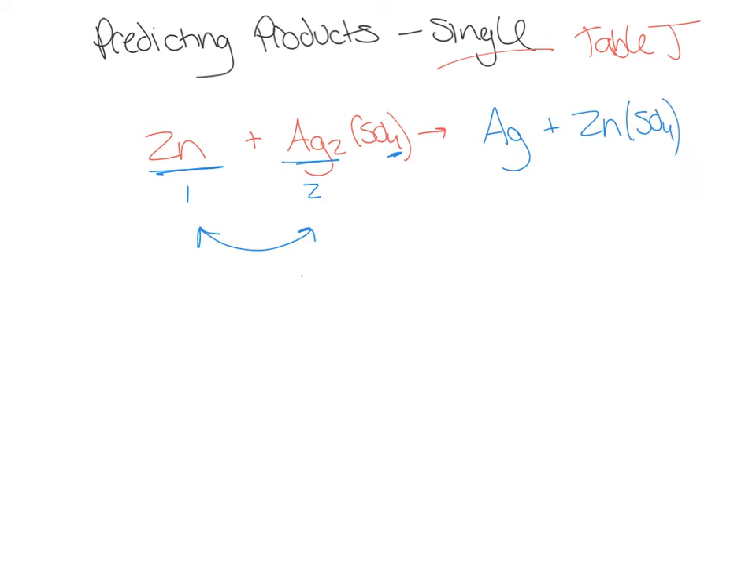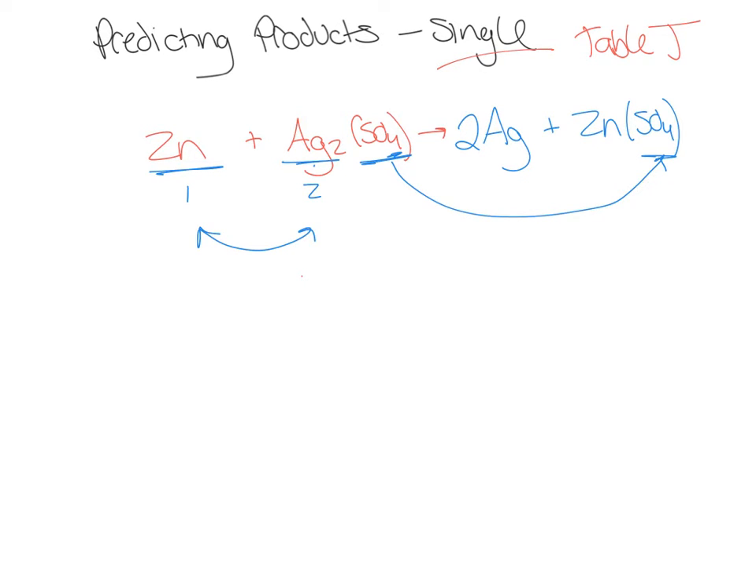I am going to bring that 4 because it's inside the parentheses. It's part of sulfate, okay? So that's important to bring, but you don't drag the other subscripts. I'm not done yet. I've got to make sure that this is balanced. I've got 1 zinc, 1 zinc. Zinc is balanced. 2 silvers, 1 silver. So I'll put a 2 in front of the silver. 1 sulfate, 1 sulfate. Now it's balanced.